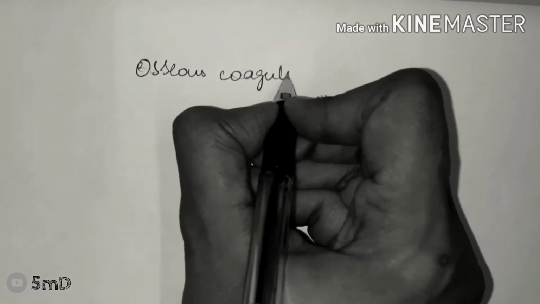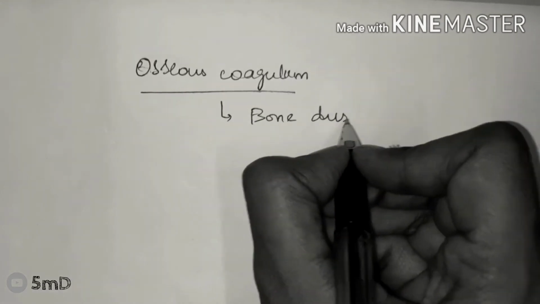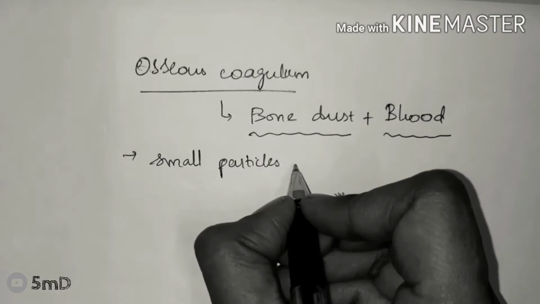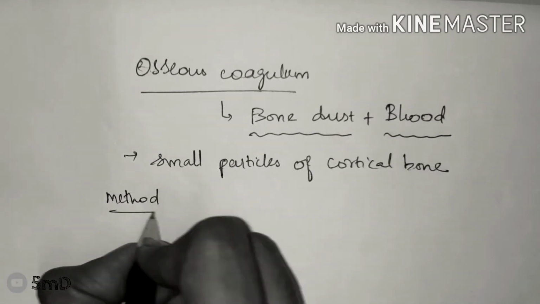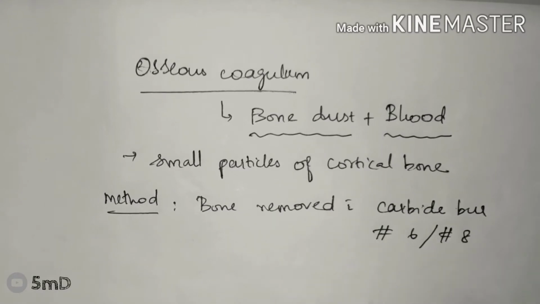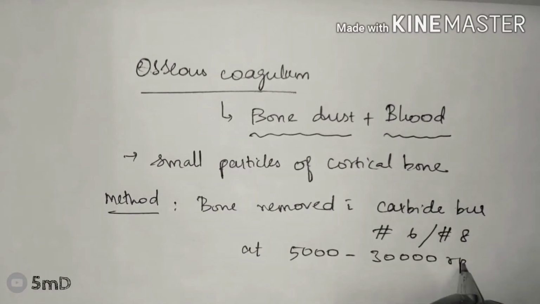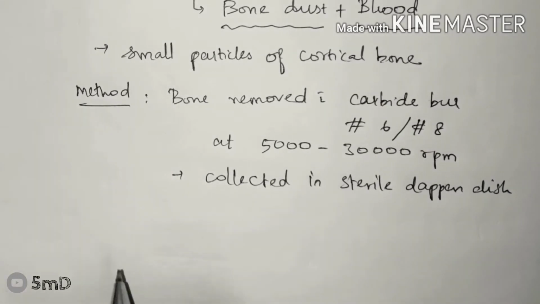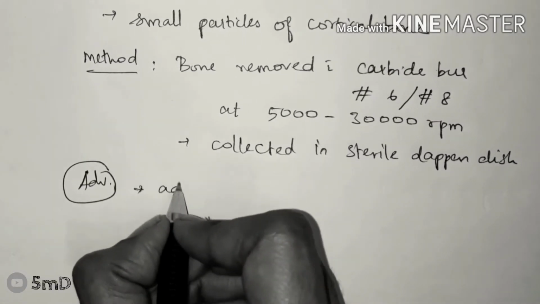Now let us see in detail about osseous coagulum. It is a technique using a mixture of bone dust and blood. The technique uses small particles ground from cortical bone. The method used is bone removed with a carbide burr, either number 6 or 8, at 5000 to 30,000 rpm and placed in a sterile Dappen dish, which is then used to fill the defect.